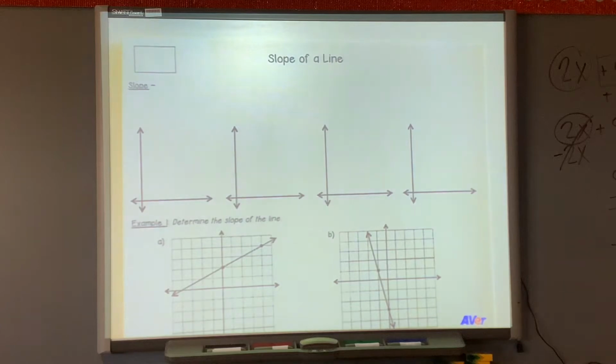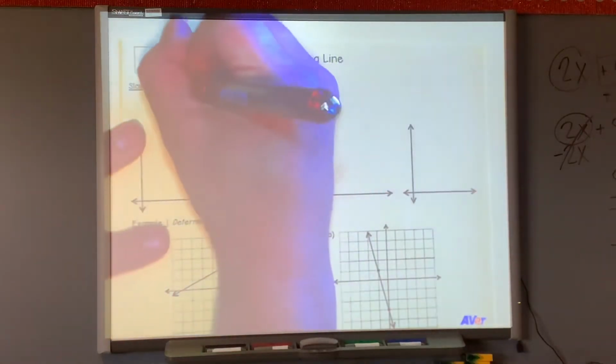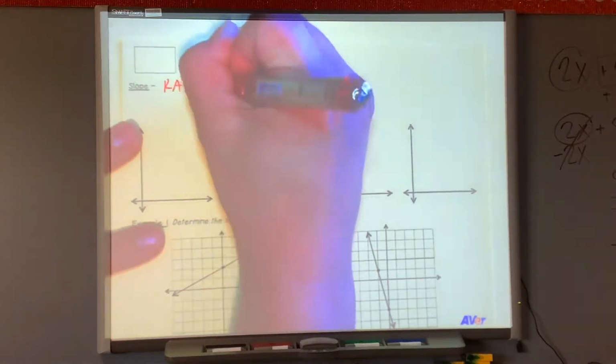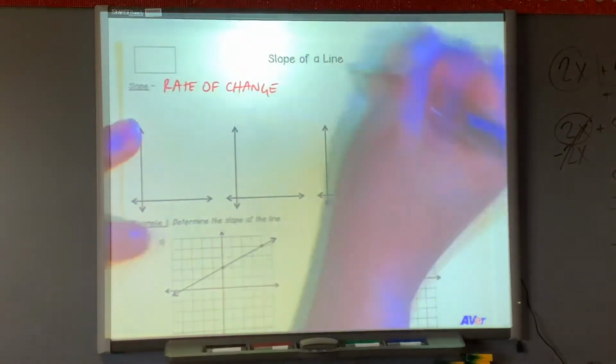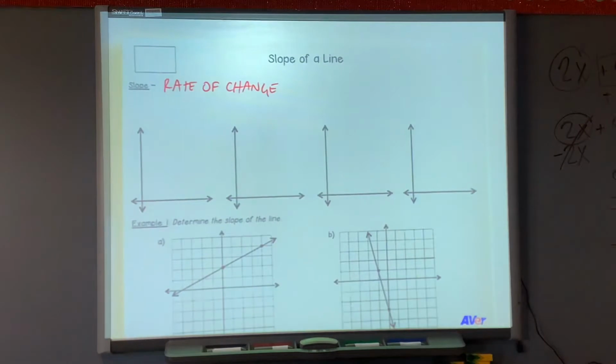has the word slope of a line at the top. We are going to learn what slope even is. A second ago, we talked about slope also being called rate of change. Rate of change is the change in which a graph or situation changes. Pretty simple, pretty self-explanatory. Slope can mean rate of change.